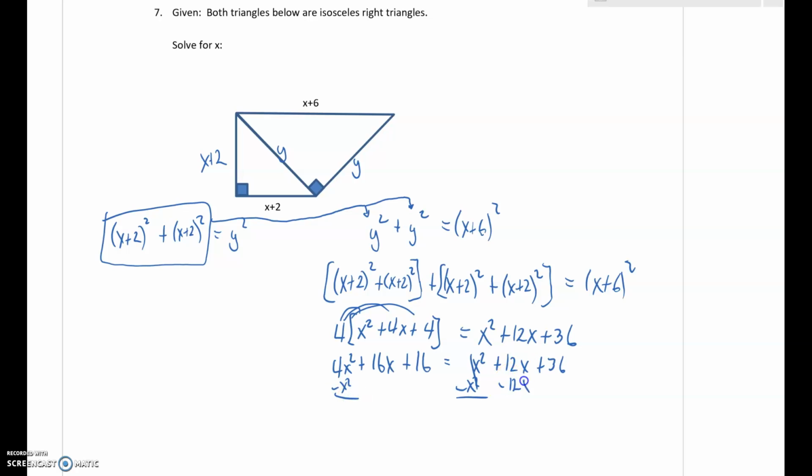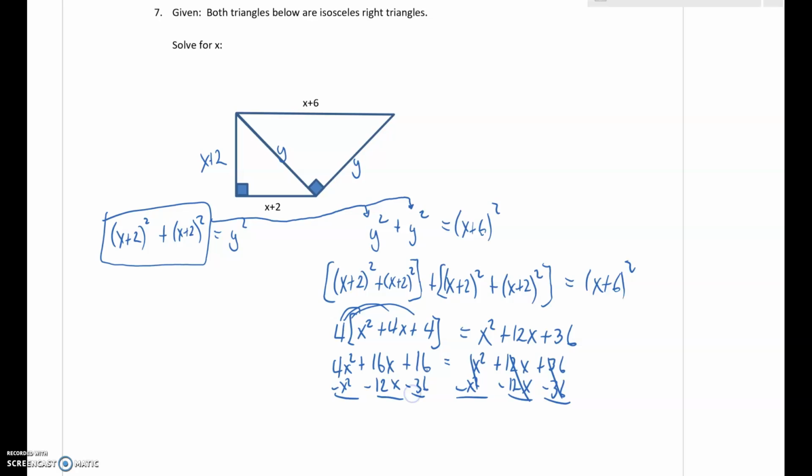And I'm going to go ahead and move it over to the left-hand side. It doesn't really matter which side. I prefer to move it to the left so that I keep my coefficients in that leading term positive. Just makes things easier most of the time. So subtract 36 over there.